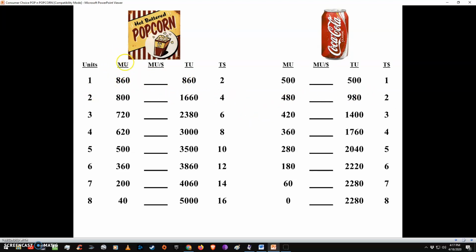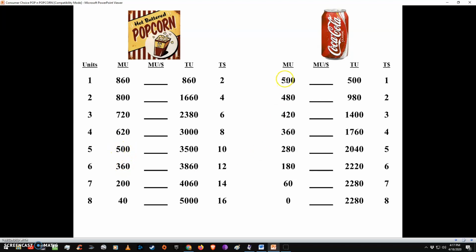MU, this is marginal utility. The marginal utility is how much satisfaction that particular unit gives you. Example, the first unit gives you 860. All right, value, satisfaction. The sixth one only gives you 360. It's that good, but not as good as the one before it, because that one gave me 500.